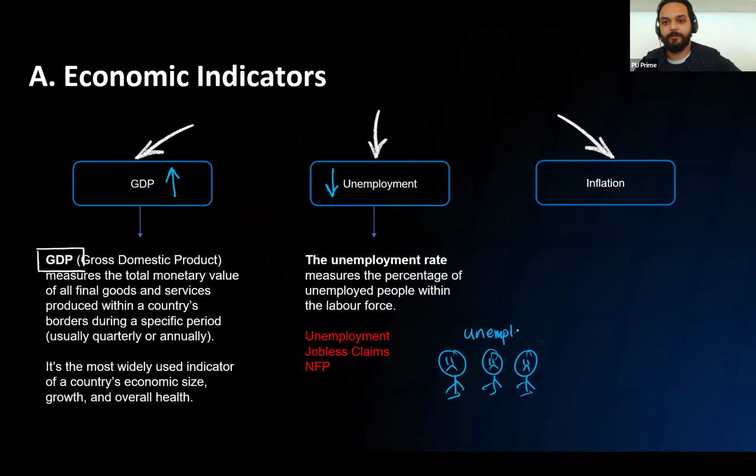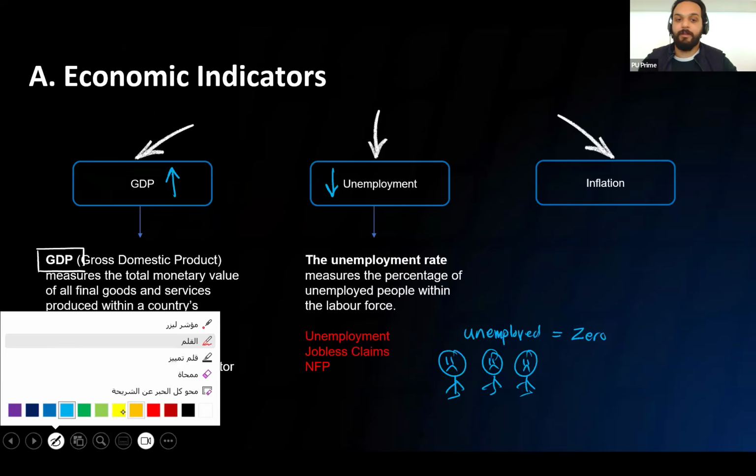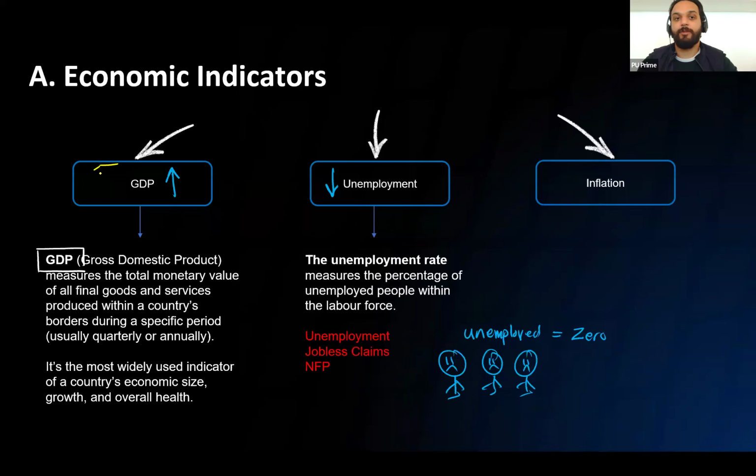Unemployed. They are not working. So what is their income? Their income is zero. They don't have money. Now, when the company decided to increase the production of goods and services, they decided to post on LinkedIn and hire more people to work. Those people, luckily, applied and got a job.